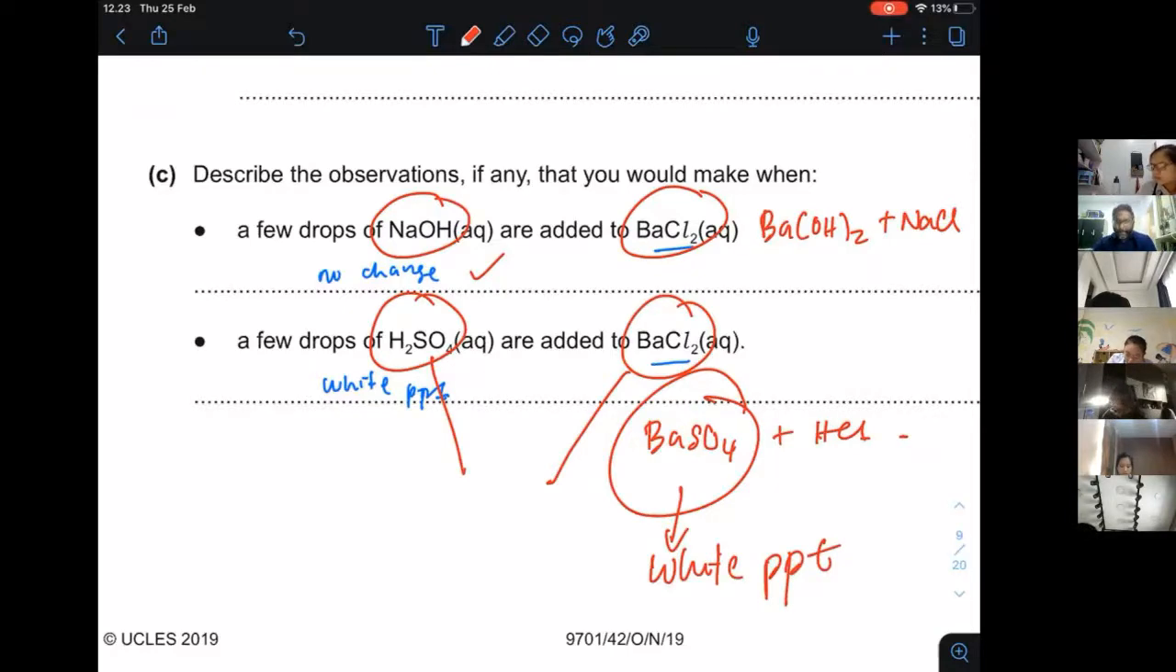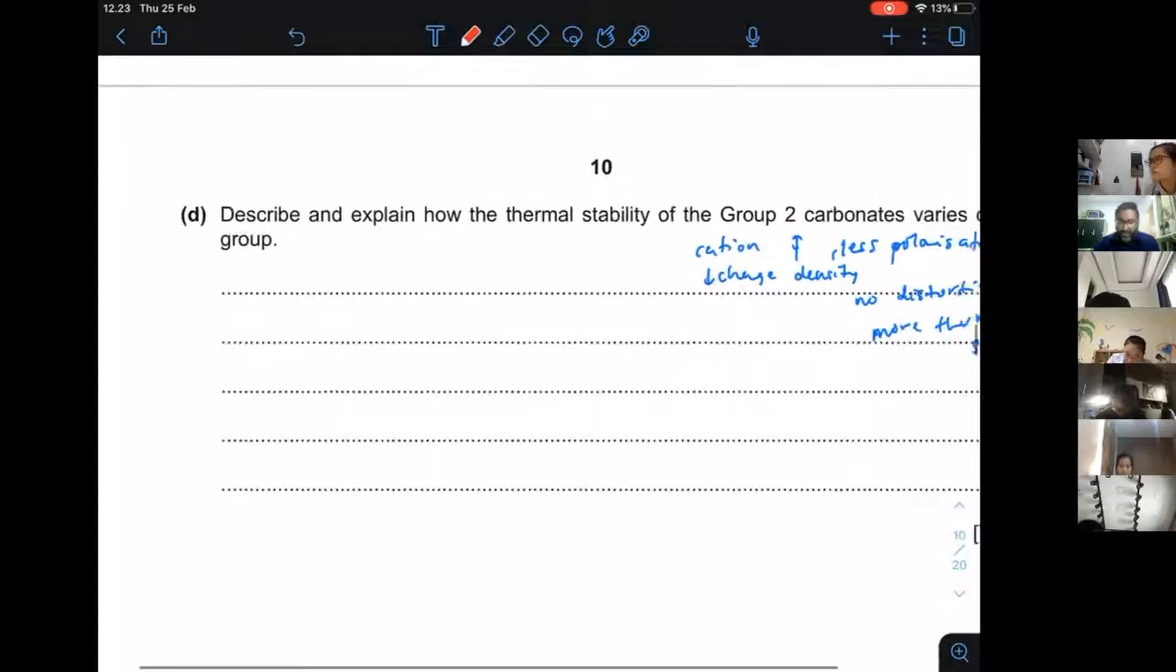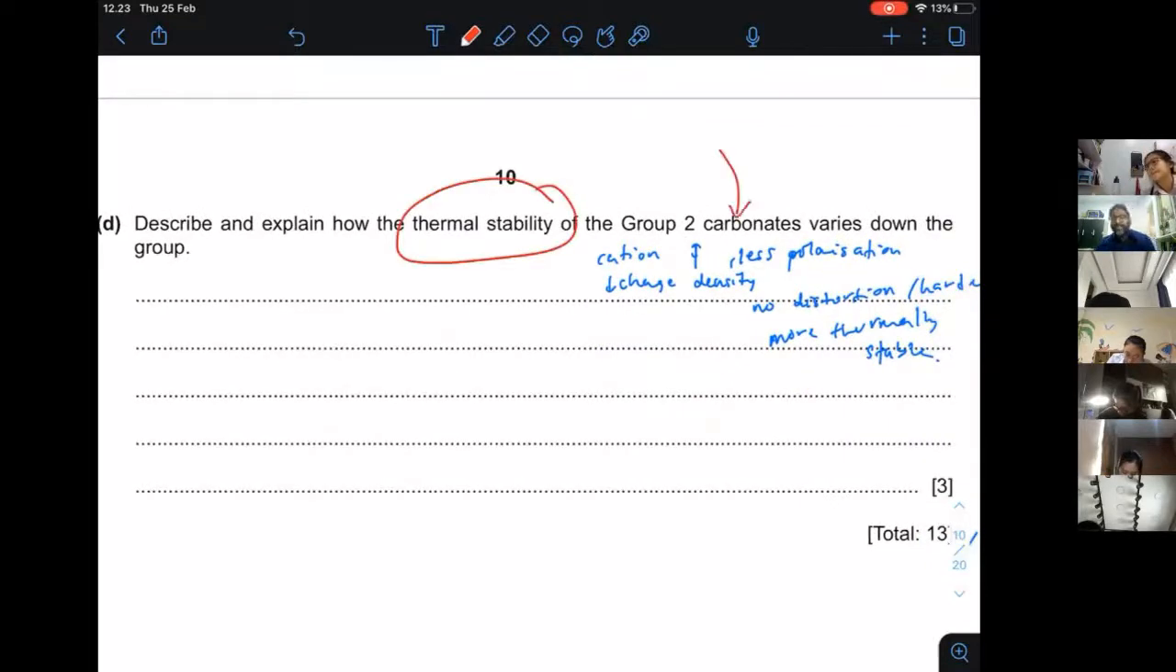Now explain and describe thermal stability. This thermal stability is not only for carbonates, it is also for sulfates and hydroxides. It's the same. For group 2, when you go down the group, thermal stability increases. It means that you need a higher temperature to break the bond. We have learned about it in A2 by finding out the relationship with that.